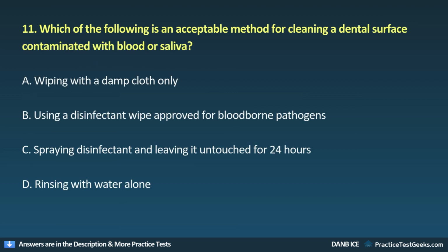11. Which of the following is an acceptable method for cleaning a dental surface contaminated with blood or saliva? A. Wiping with a damp cloth only. B. Using a disinfectant wipe approved for blood-borne pathogens. C. Spraying disinfectant and leaving it untouched for 24 hours. D. Rinsing with water alone.